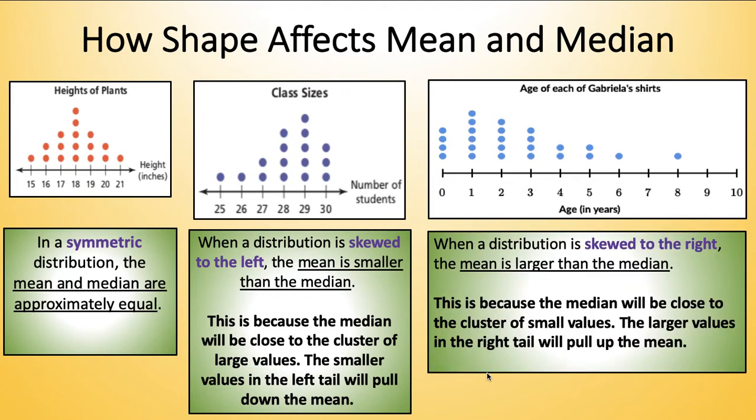Finally, when a distribution is skewed to the right, the mean is larger than the median. This is because the median will be close to the cluster of small values. The larger values in the right tail will pull up the mean, causing it to be larger than the median.